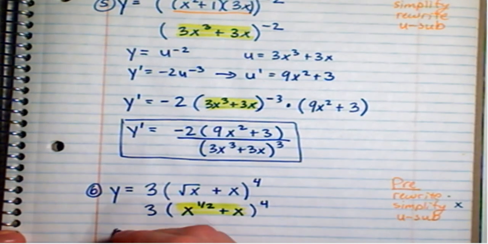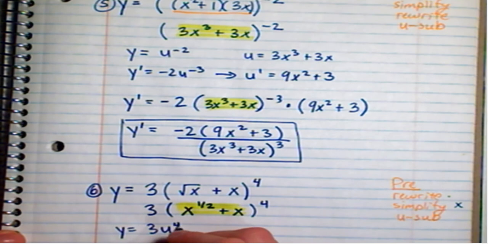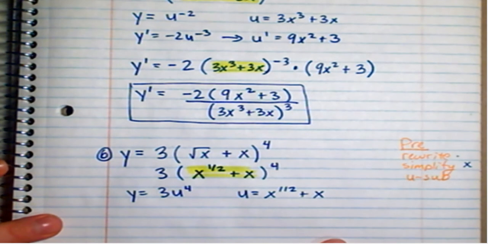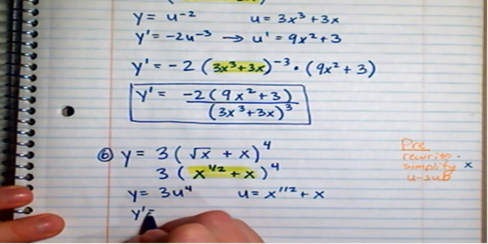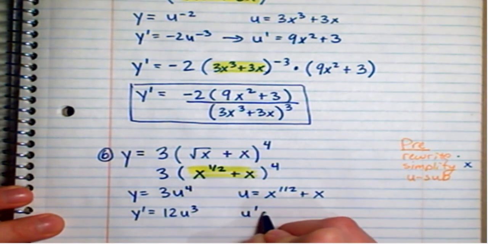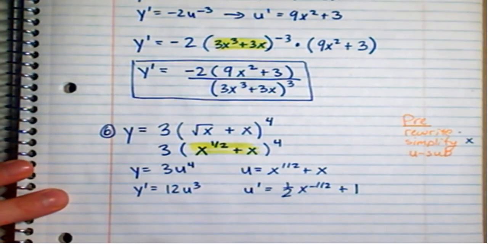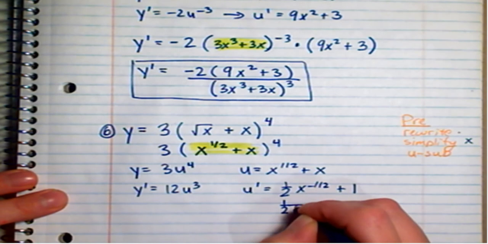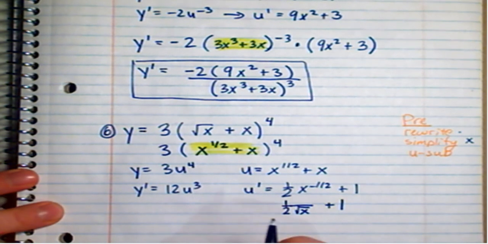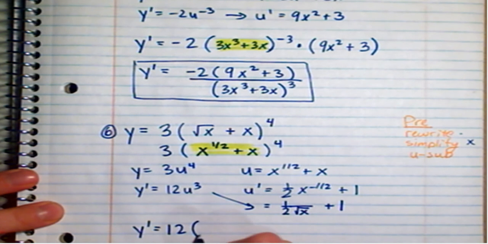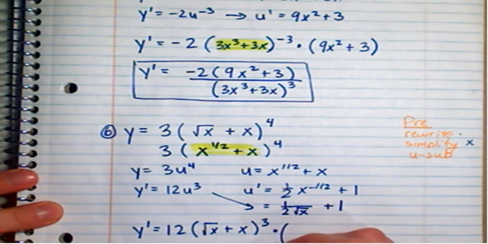Okay. So that means I have y equals 3u to the fourth, and u equals x to the 1/2 plus x. Whew. All right. Chain rule says outside derivative times inside derivative. Yes. Now, I am going to put it back into radical form and boop, multiply. All right, y prime equals 12. Notice as I'm doing this that I'm putting it back into radical format times with parentheses.